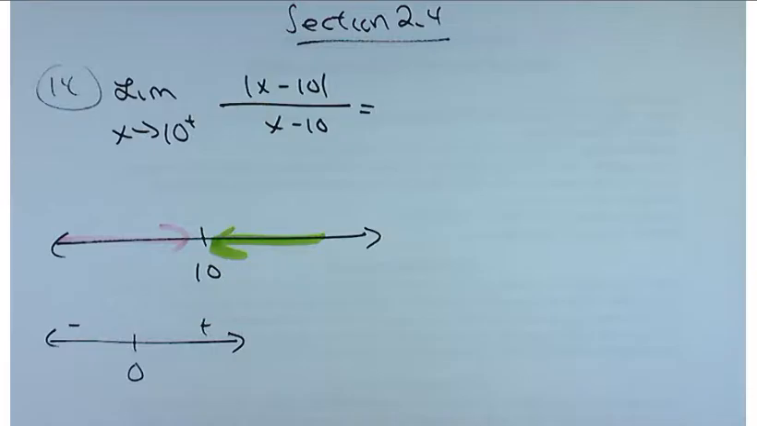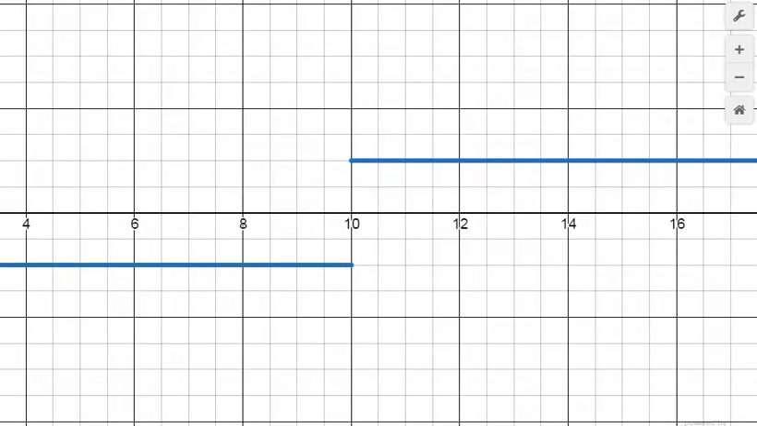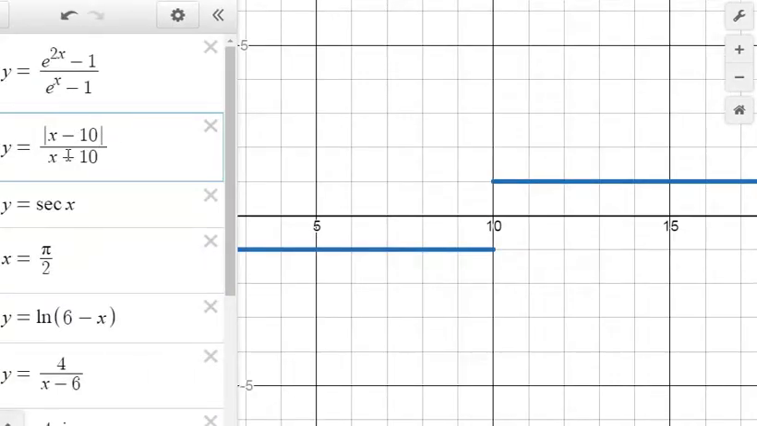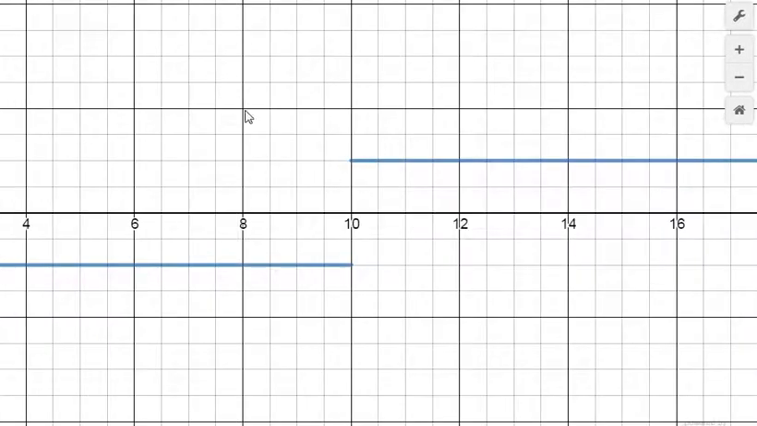For instance, with this problem, let's take a look at the graph. Here's your function, the absolute value of x minus 10 divided by x minus 10. Now we want to find the limit of that. What's the limit as you approach from the right? The limit's not 10. What's the limit? 1, right? You're looking for the y coordinate there. So the limit as x approaches 10 from the positive side is 1.